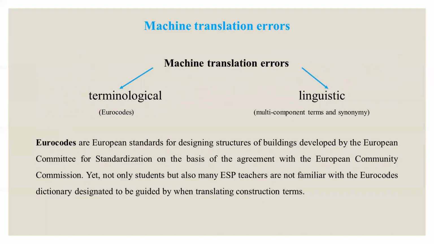Machine translation errors are divided into terminological, related to Eurocodes, and linguistic, related to multi-component terms and synonymy. Eurocodes are European standards for designing structures of buildings developed by the European Committee for Standardization on the basis of the agreement with the European Community Commission. Yet, not only students, but also many ESP teachers are not familiar with the Eurocodes dictionary designated to be guided by when translating construction terms.